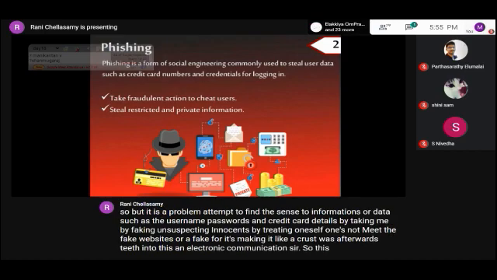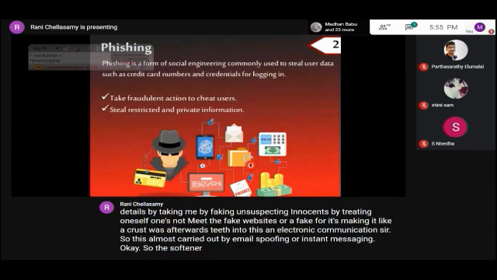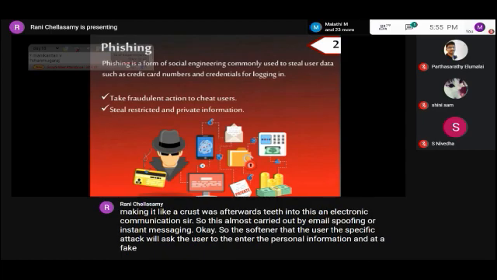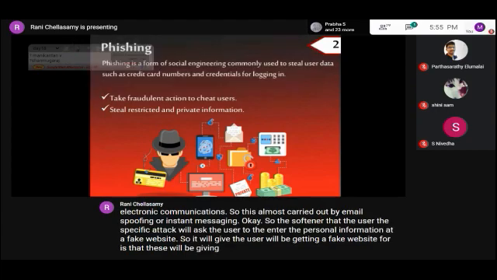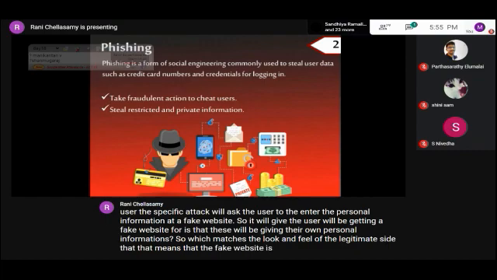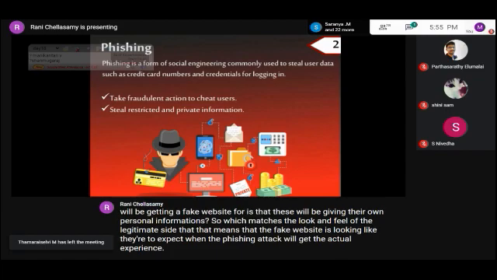This is all carried out by email spoofing or instant messaging. A phishing attack will direct the user to enter personal information at a fake website, and the user ends up giving their own personal information there. The fake website matches the look and feel of the legitimate site, so it looks like a true website. The phishing attack gives users such an experience or appearance.